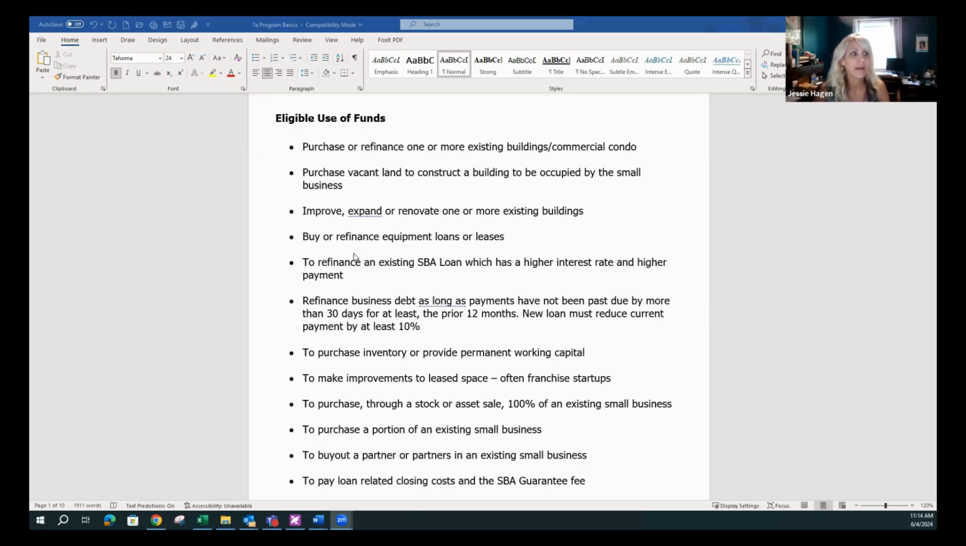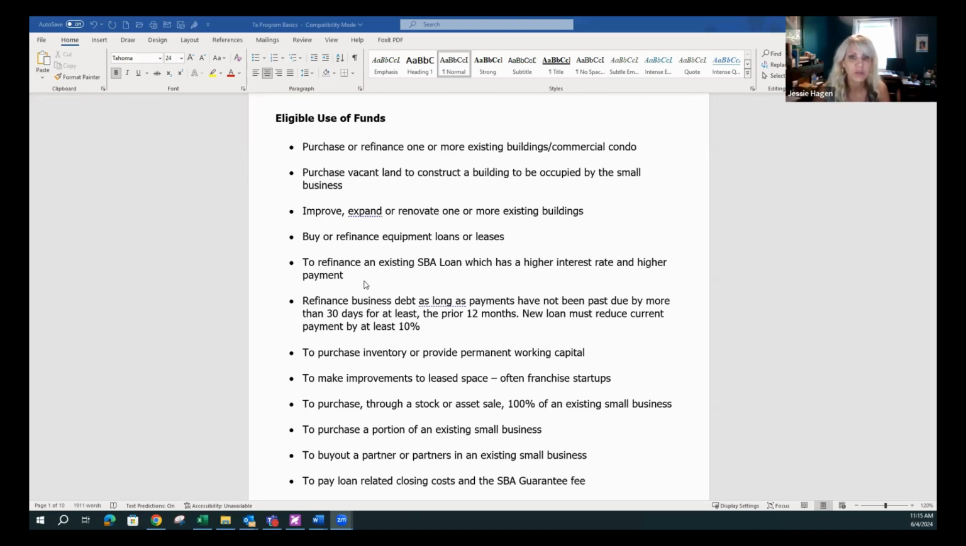Also buy or refinance equipment. I say refinance equipment leases or loans. We always have to show that we're providing a benefit and lowering the existing payment by at least 10% in order to be utilizing the SBA program for that purpose, though. So usually it's when the interest rate's higher or the amortization is shorter.